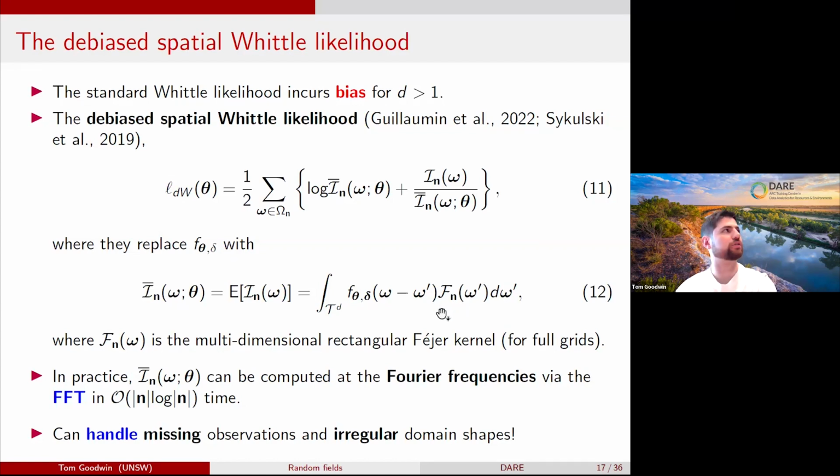Again, this is still nice because we can compute the expected periodogram in O of n log n time, using the convolution theorem. So we can compute the whole Debiased Whittle likelihood in an efficient way. And we can still handle missing observations. If we have a bunch of missing points, or some weird domain shapes, we can handle this very naturally with the Debiased Whittle. The point of the Debiased Whittle likelihood is to eliminate the bias you incur by using the Whittle, by replacing the spectral density with the expected periodogram.